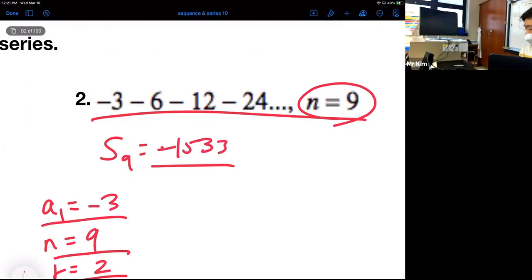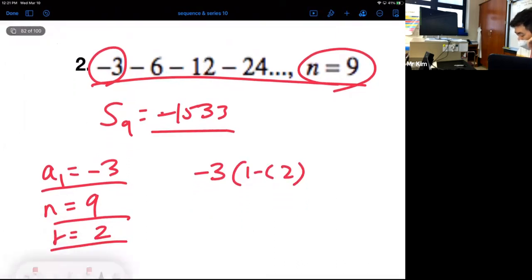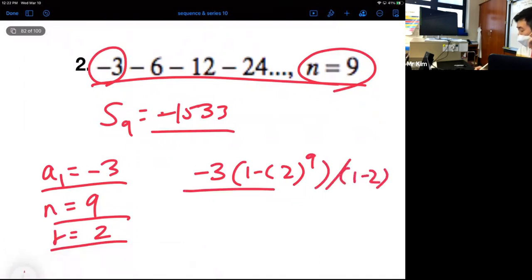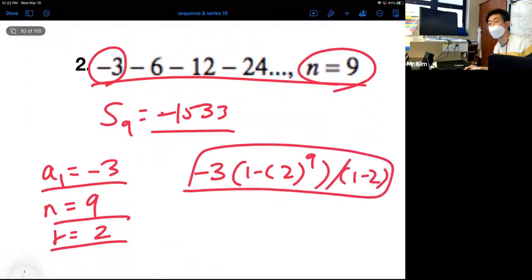All right. Okay, -3. So if you type this into your calculator, -3, 1 minus, please. Oh, I'm sorry. It's not -2. I'm sorry. So parentheses on 2, raised to the power of 9, divided by 1 minus 2. I just typed that into the calculator on the TI-84. It just pops it out right away. If you're using iPhone calculators, obviously you can't do this function, so it's unfortunate.